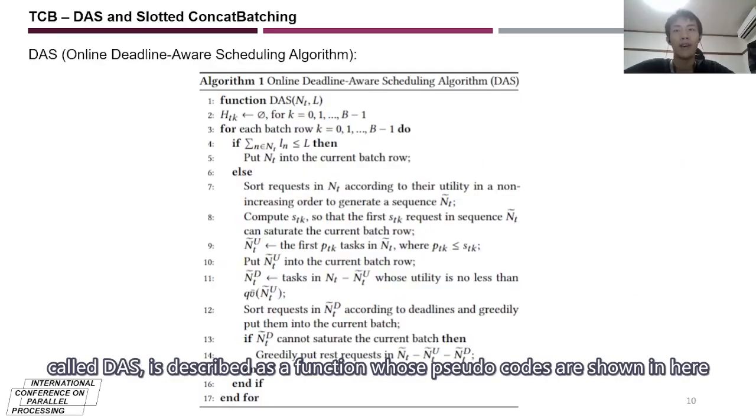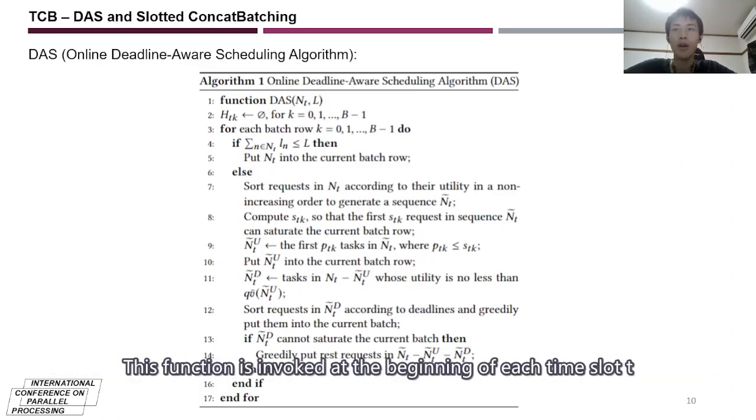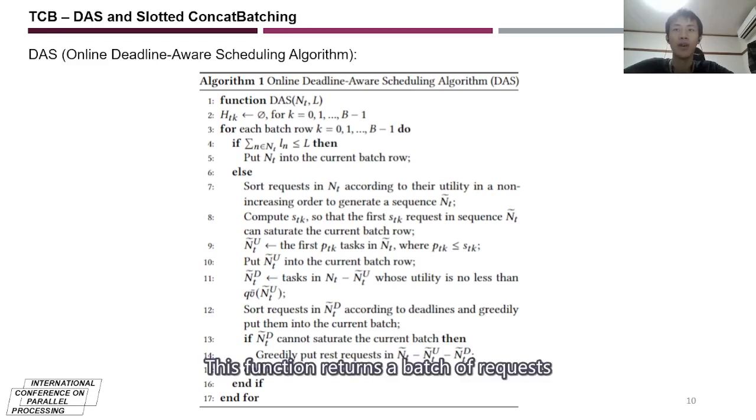DAS is described as a function whose pseudo code is shown here. This function is invoked at the beginning of each time slot. This function returns a batch of requests that are sent to the GPU for inference in the time slot. Note that requests that have arrived but have not been scheduled by their deadline are included.